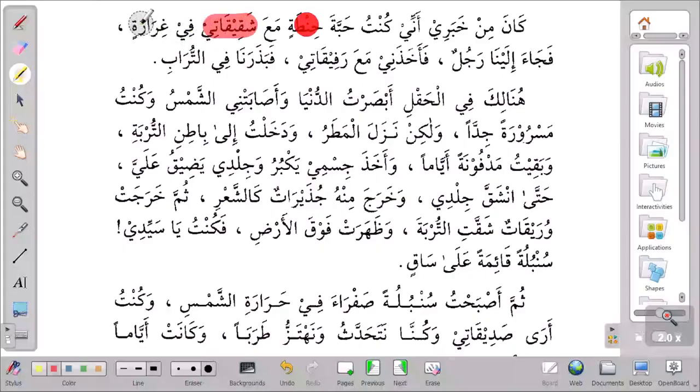"fi giraratin," in a sack. The sack is what we term as giraratun. "Faja'a ilayna rajulun," then a man came to us. "Fa'akhazani," and he took me. "Ma'a rafiqati," with my companions. Rafiqun means companion. Rafiqati is similar to shaqiqati, female companions. I hope that is clear.